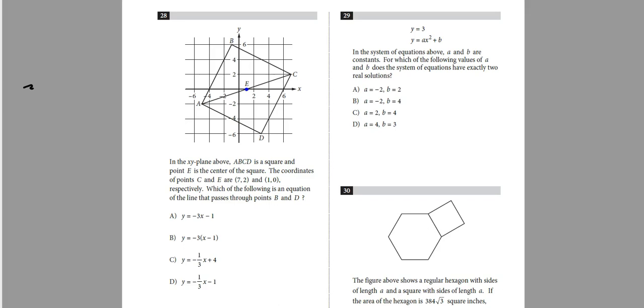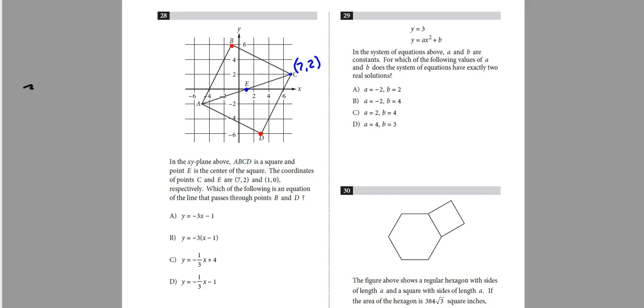It says the coordinates of points C and E are (7, 2) and (1, 0). So this point is (7, 2), and this point right here is (1, 0). It asks, which of the following is an equation of a line that passes through points B and D? Here's point D, and here's point B. I'm trying to figure out the equation of the line that goes through these two points.